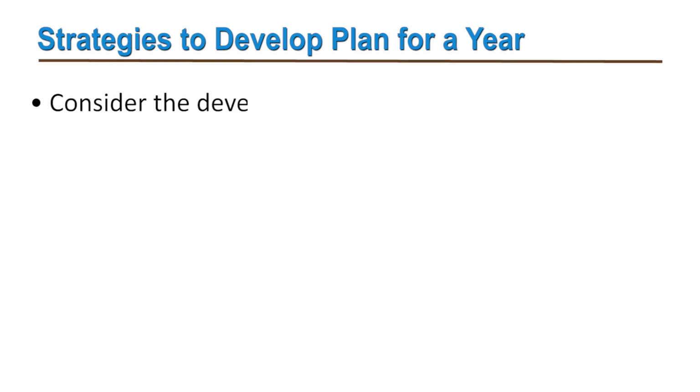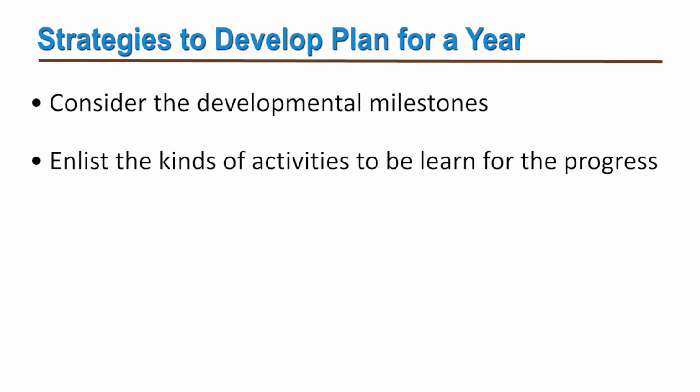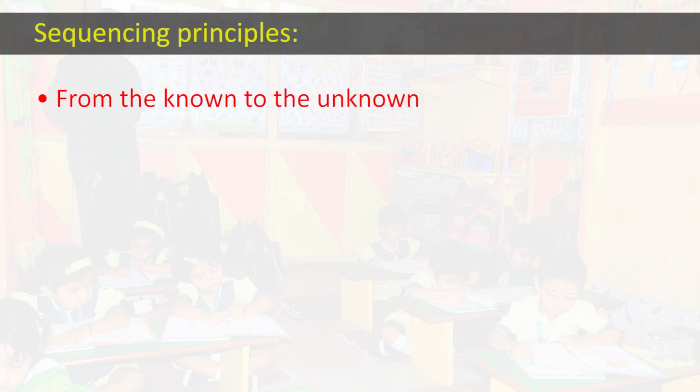First, consider the developmental milestones that the children are expected to achieve for their ages. Secondly, enlist the kinds of activities that will help children of that age to learn and progress. And lastly, trace the sequence in which the activities should happen and decide on the order in which they should be offered. This implies certain sequencing principles, that is, from the known to the unknown. Start with what the children already know and build on this.